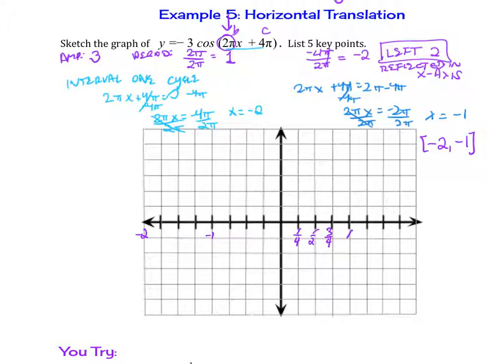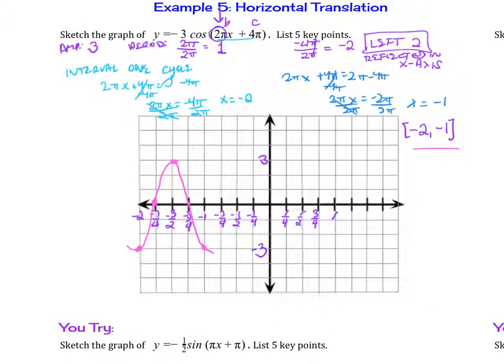Then I need to label everything. So negative 1/4, negative 1/2, negative 3/4, negative 5/4, negative 6/4, which is negative 3/2, and then negative 7/4. Then the max is going to be 3, and the minimum is going to be negative 3. It's cosine, so it's going to start all the way at the bottom at negative 3 when we're at negative 2. Then it goes up to the 0, here, here, and here. So this is one full period here, and we can double check. We started at negative 2 and we ended at negative 1, which is what I should have ended with.